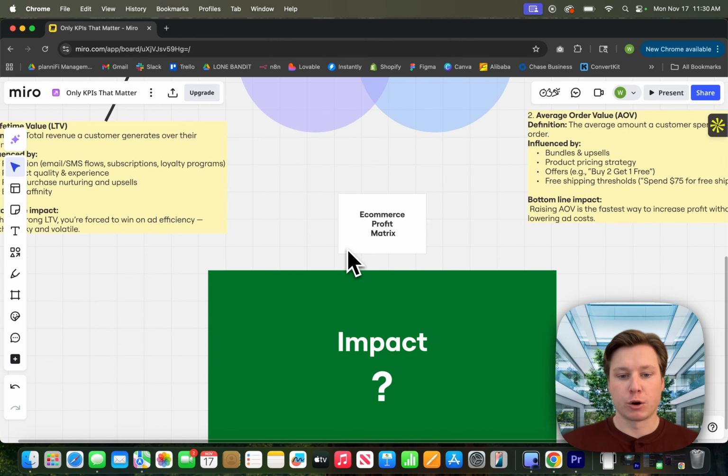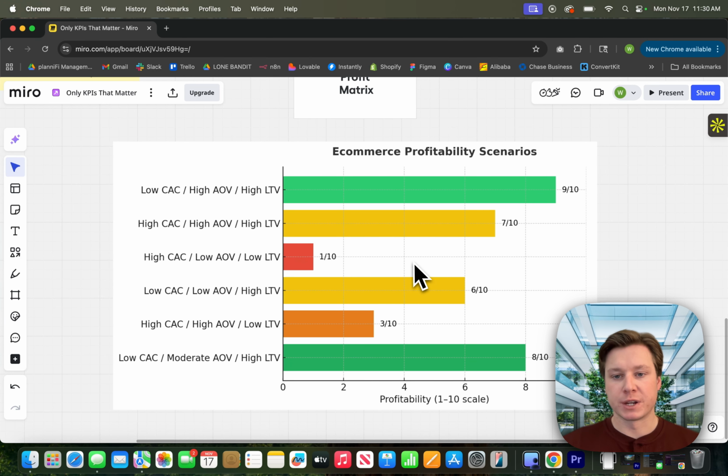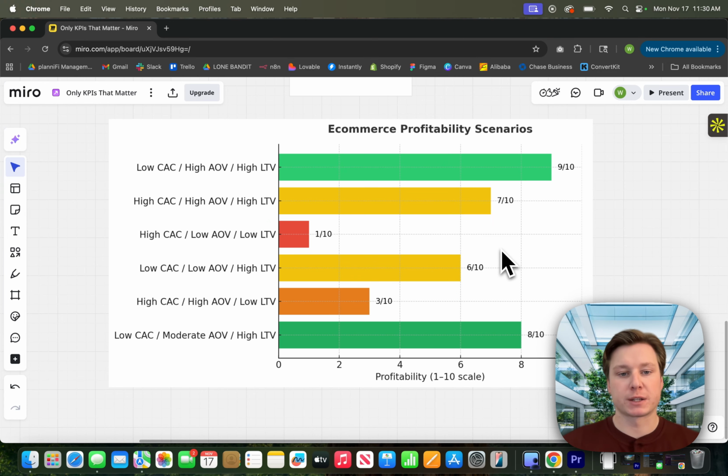And so if we look at all three of these, what is the impact on your business? So these are some profitability scenarios, and this puts it into a really good perspective on how each of these interacts with each other and what it looks like if you have maybe one or two dialed in, but the other's off. So up here at the top, this is the best case scenario out of all of these. If you have a low CAC, a high AOV, and a high LTV, that means that you're getting customers for a low cost. You have a high average order value, so you're already probably profitable on the acquisition, and you have a high LTV.